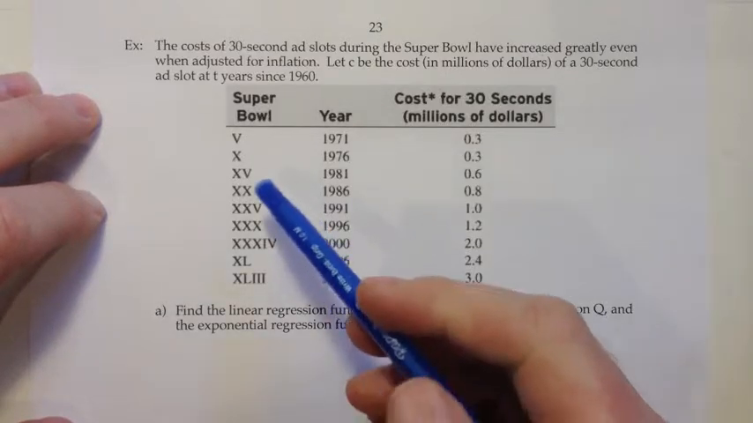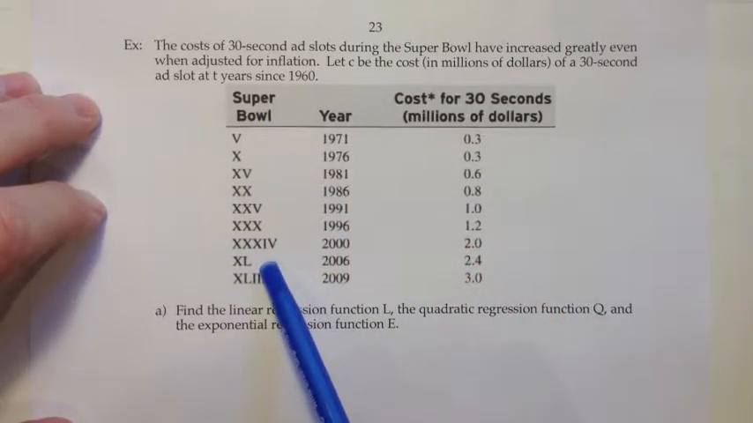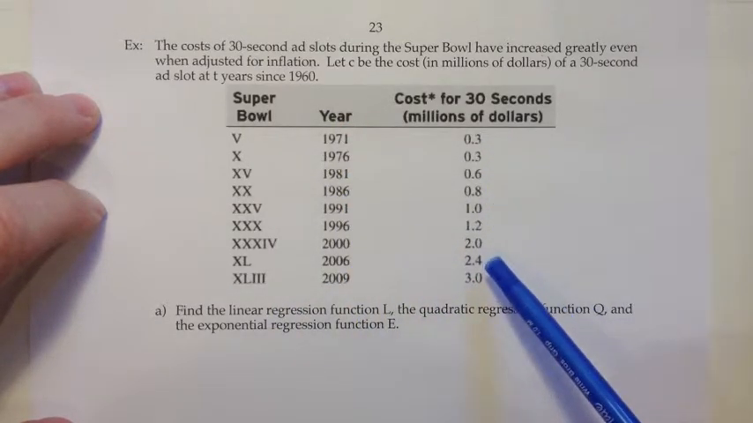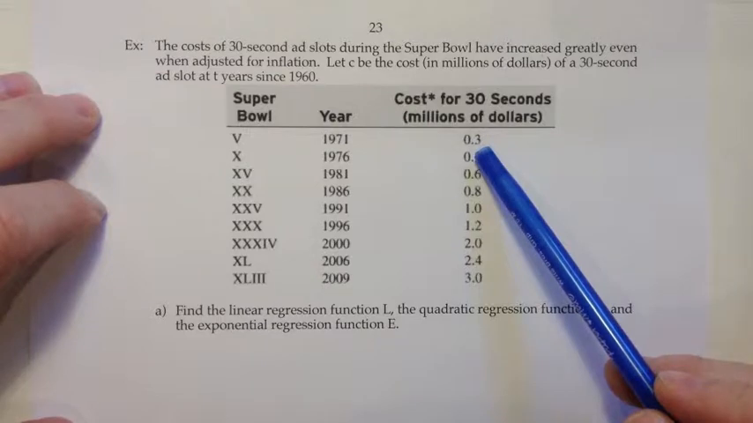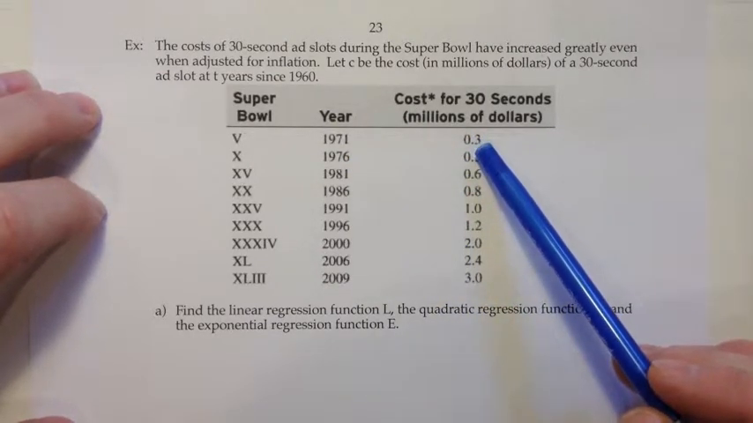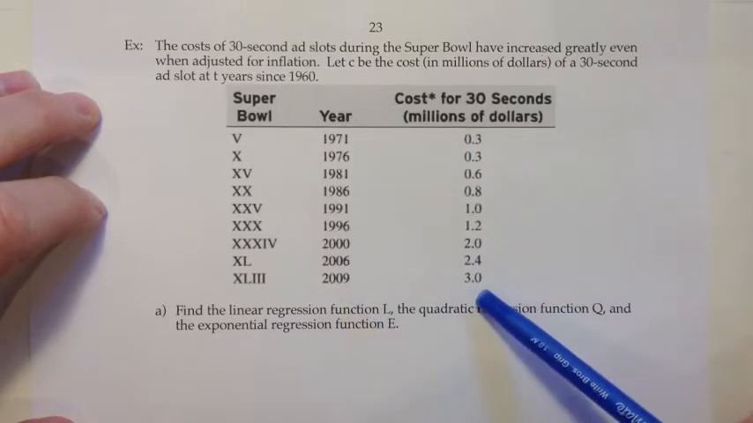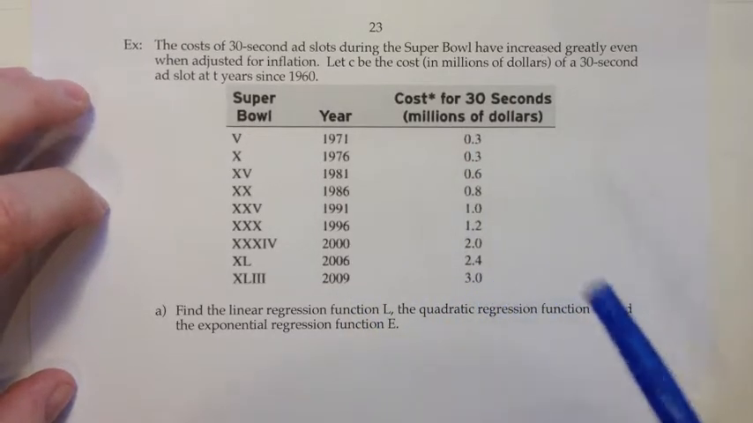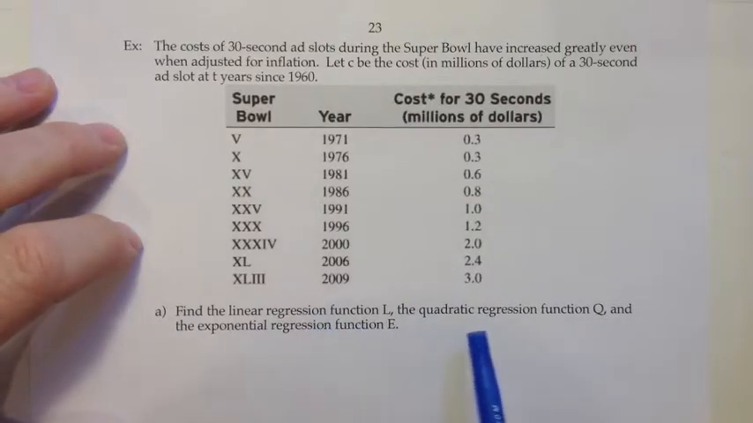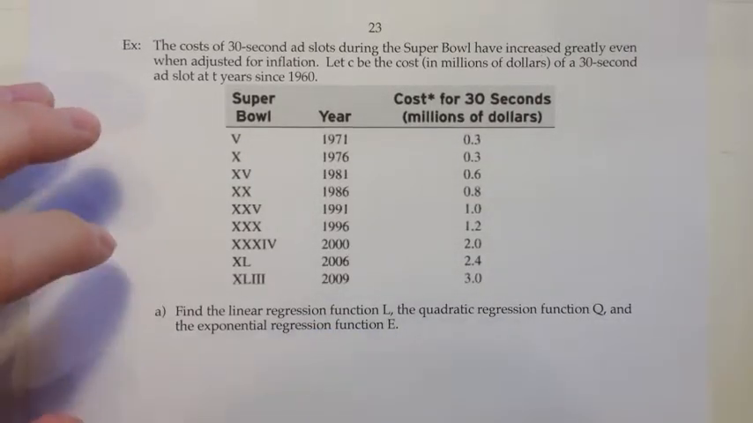And then they've given us some data here. They've given us the Super Bowl number in Roman numerals, the year that Super Bowl was played, and then how much it costs to run a 30-second ad. So $0.3 million back in 1971, so $0.3 million would be $300,000, and in 2009 it was $3 million. And they're going to want us to do some modeling on this. They're asking us to do linear regression, quadratic regression, and exponential regression.